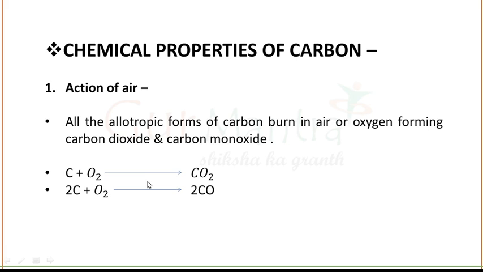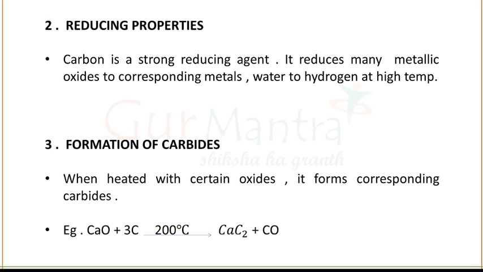Now, chemical properties of carbon. All the allotropic forms of carbon burn in air or oxygen, forming carbon dioxide and carbon monoxide. As you can see here, when you react carbon with O2, with air, you will get CO2 gas. While when 2 moles of carbon react with oxygen, this will form 2 moles of carbon monoxide. So in these two reactions, you can clearly see the production of CO2 gas and the production of carbon monoxide gas.